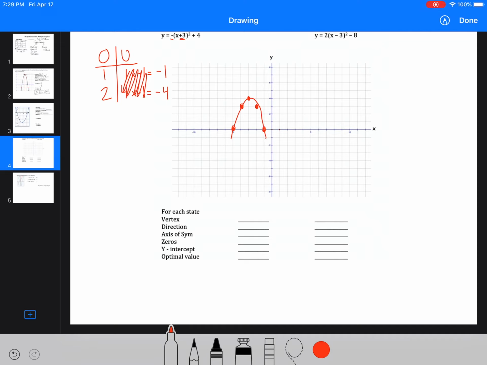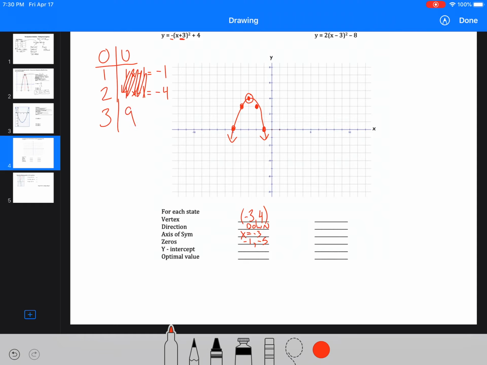Now we have to do it on the other side. Over 1, down 1, over 2, down 4. And then all we have to do, connect our dots in a nice round fashion. Our vertex is right there, -3 and 4. Okay, that's our starting point. Our direction of our opening is down. Okay, the axis of symmetry is always the x value from your vertex. X equals -3. The zeros in this case are easy to see. It's -1 and negative, what is that, 5?